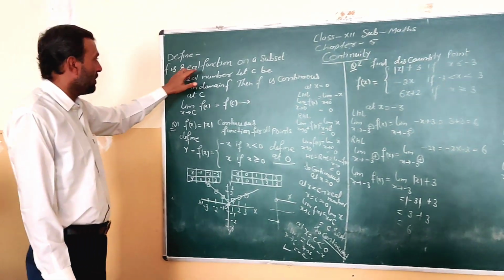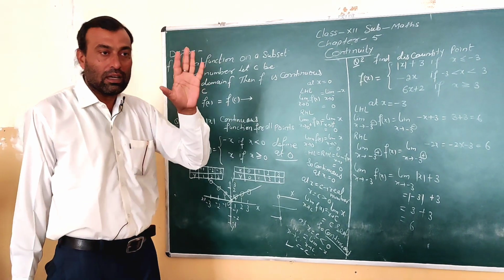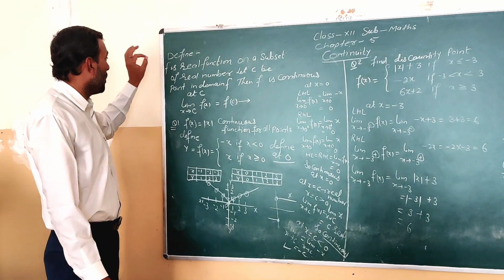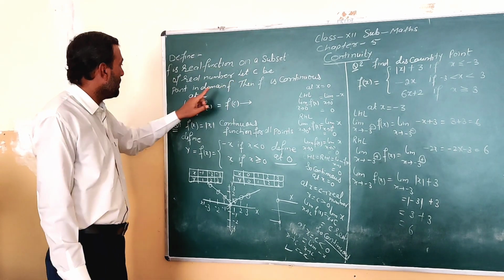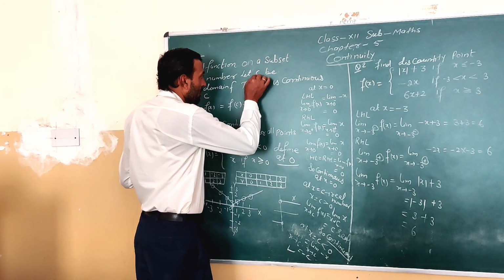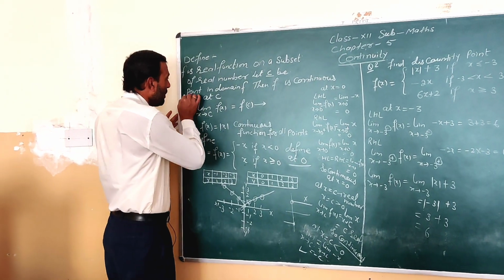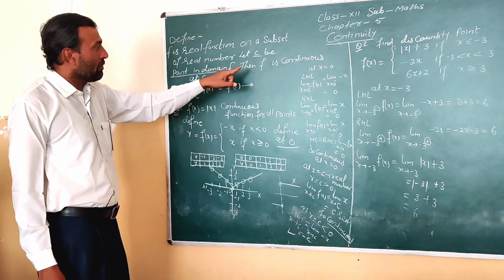For this, f is a real function on a subset of real numbers. It means here f is a real function and any number belonging to this function is always real. Let c be any point in the domain. Domain means we have to put a value into the function, then f is continuous.